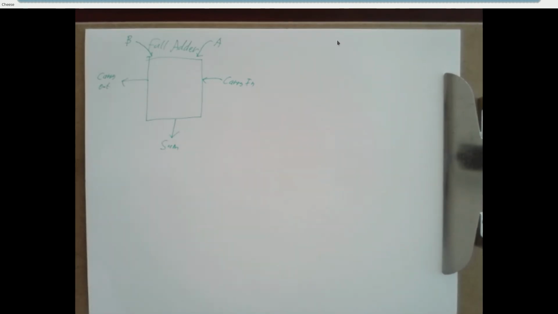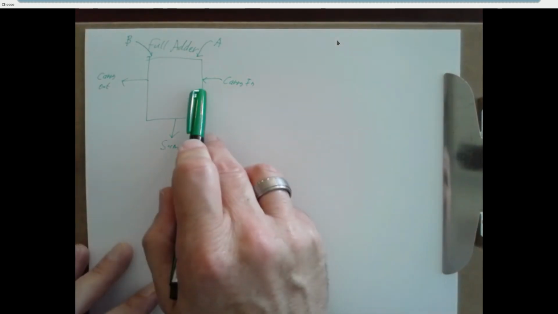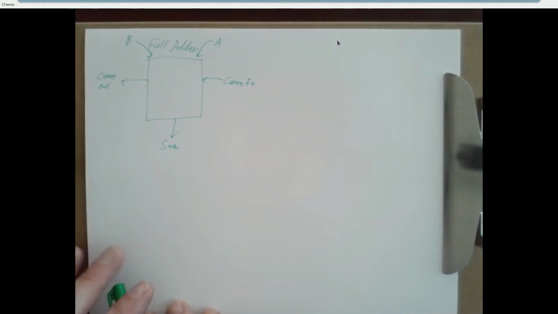All right, so we have this full adder that basically adds 2 bits. What does that say at the bottom? Sum. Okay. So we have a full adder that adds 2 bits plus a 3rd bit, which is an incoming carry.